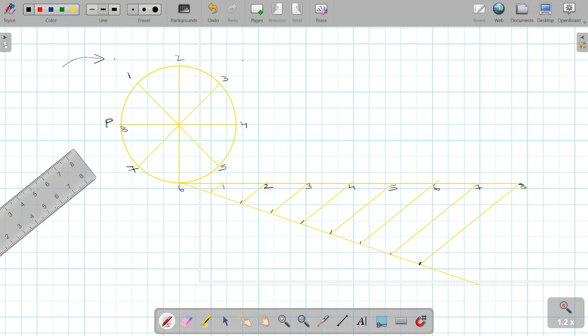Now, after doing this part, we need to draw vertical lines from all these divisions which we got from the horizontal line. So drawing vertical lines from all these divisions 1, 2, 3, 4, 5, 6, 7, 8, and drawing horizontal lines from all the divisions of the circle.